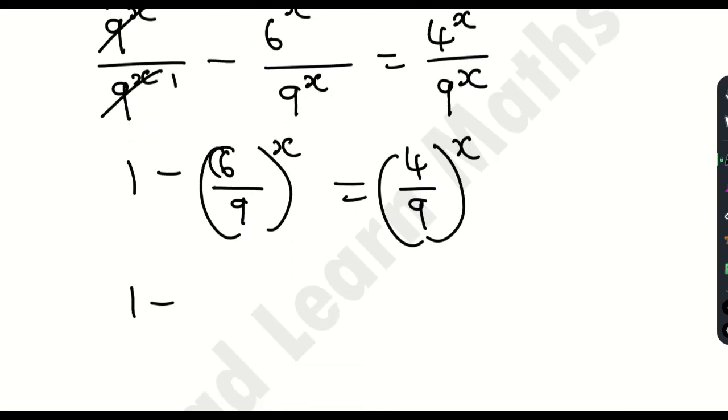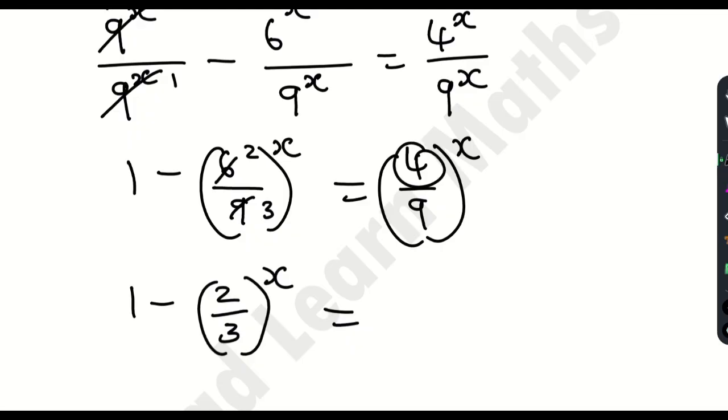I'm going to divide 6 and 9 by a common factor, 3. So 3 into 6 is 2, and 3 into 9 is 3. So I have 2 over 3, all raised to the power of x. And this is equal to, what about 4 and 9?